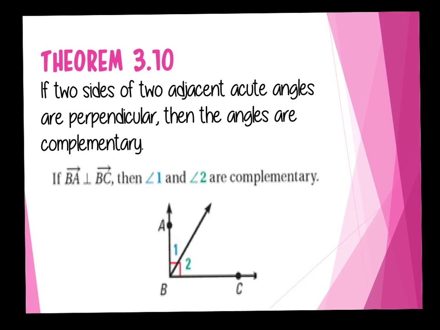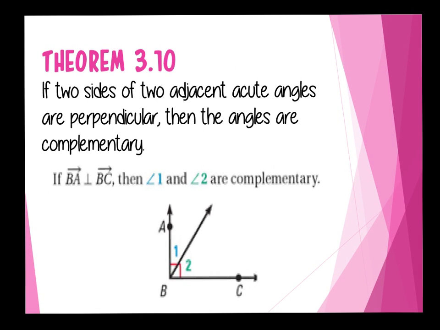This one, 3.10, says if two sides of two acute angles are perpendicular, then the angles are complementary. So again, this is something that you could have gotten to through a proof because you already know all the details that lead into it.